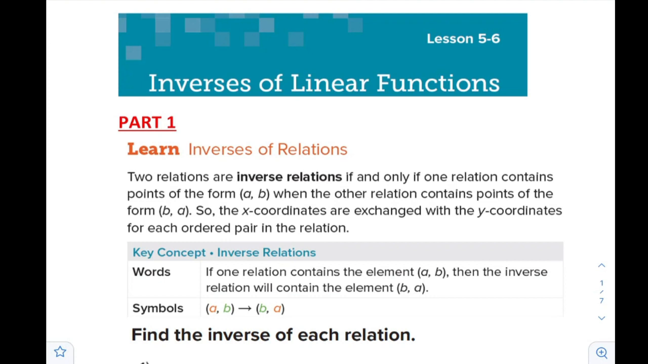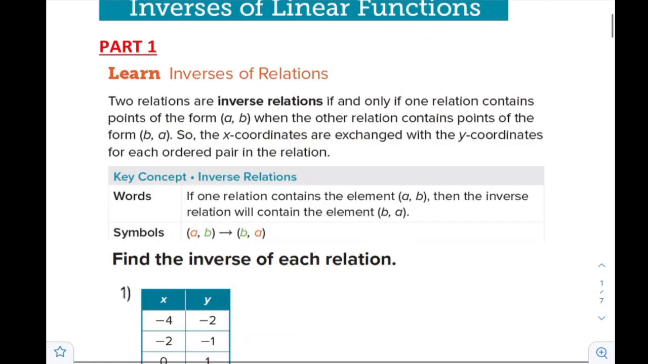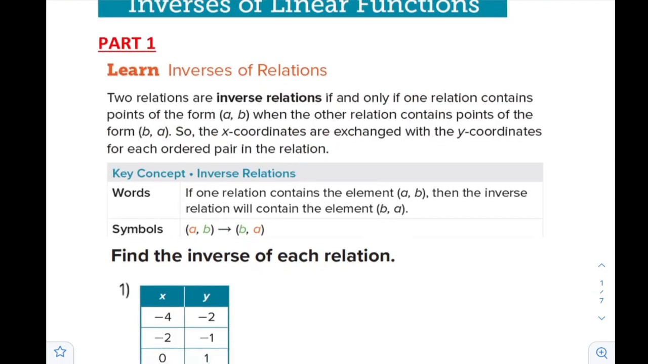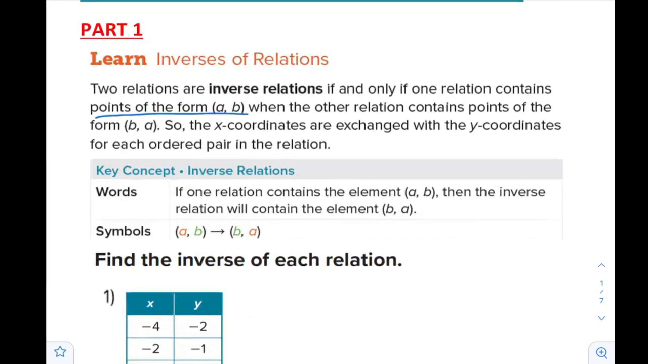We are in part 1 and we are going to learn inverses of relations. Two relations are inverse relations if and only if one relation contains a point of the form (A, B), and the other relation contains the point (B, A).